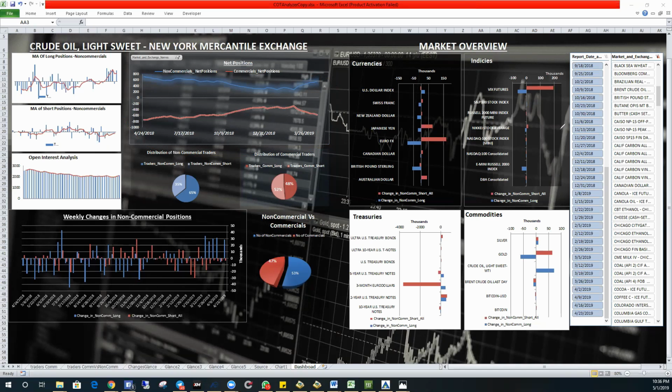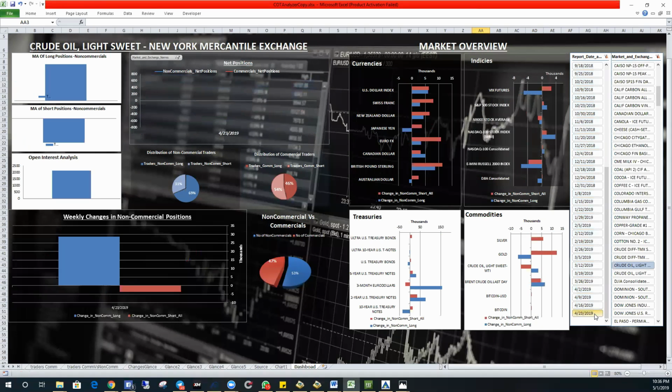All right. So what we usually do is to see what the last report was saying, and we look at what the market overview is in various sectors of the market, and we see which positions or where money is flowing to and flowing out of. So we take positions in those markets.